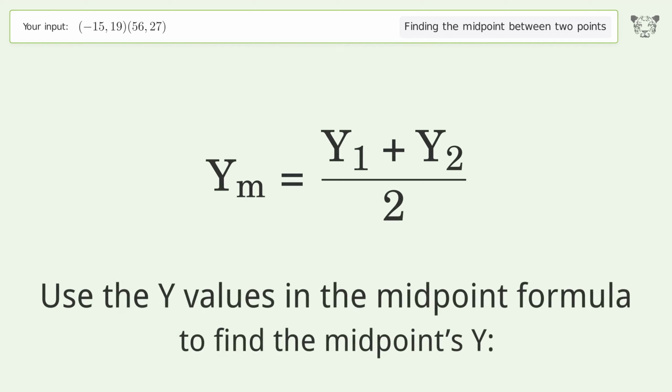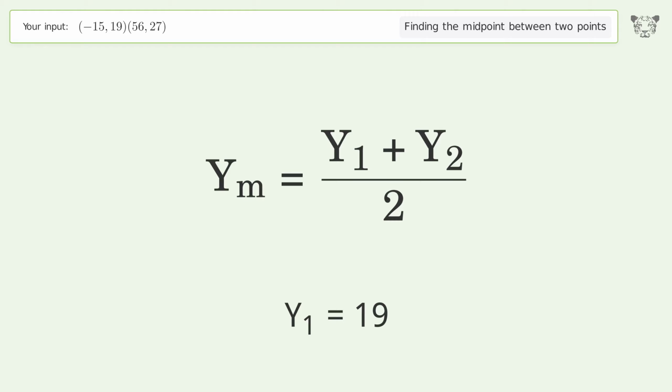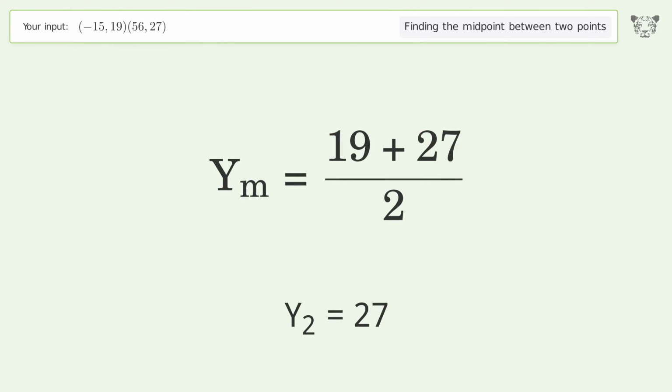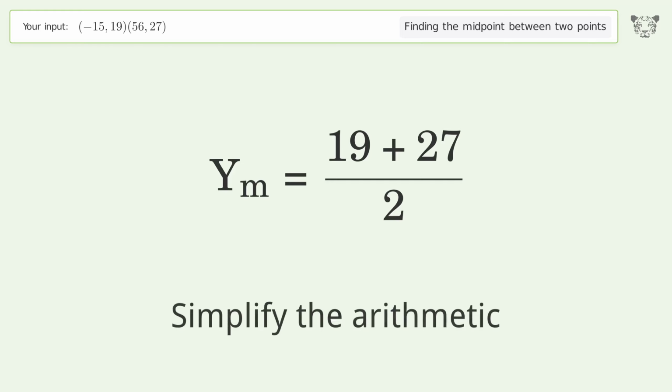Use the y values in the midpoint formula to find the midpoint's y. y1 equals 19. y2 equals 27. Simplify the arithmetic.